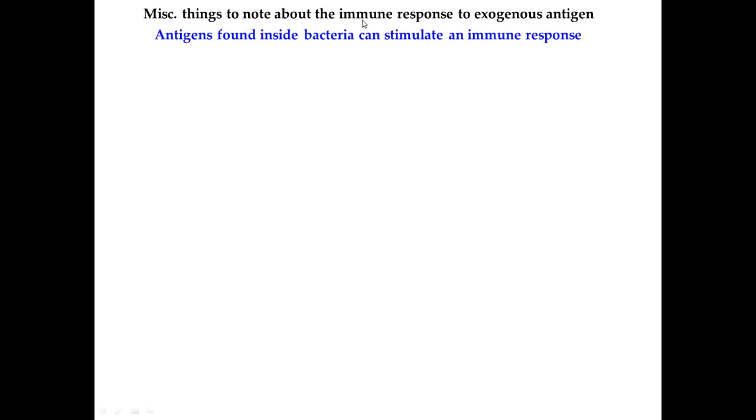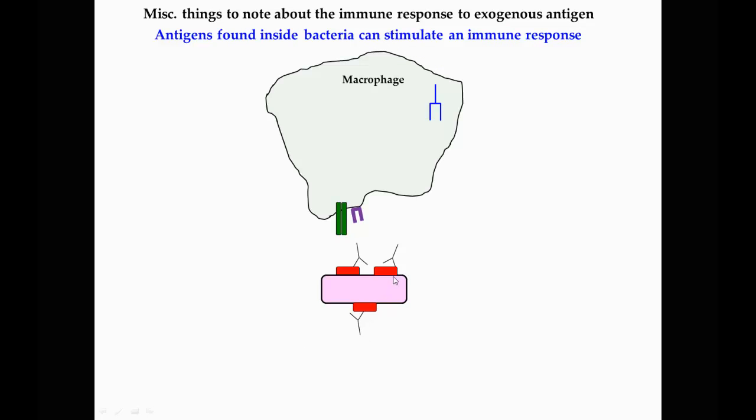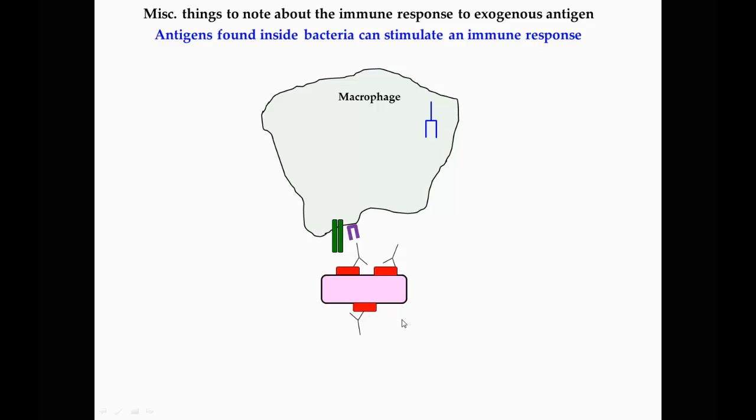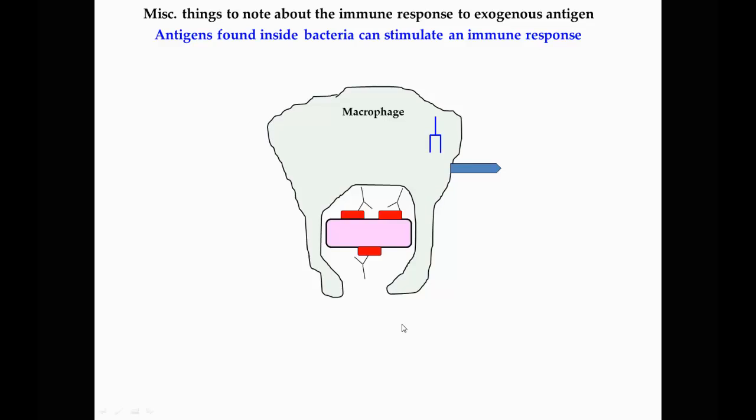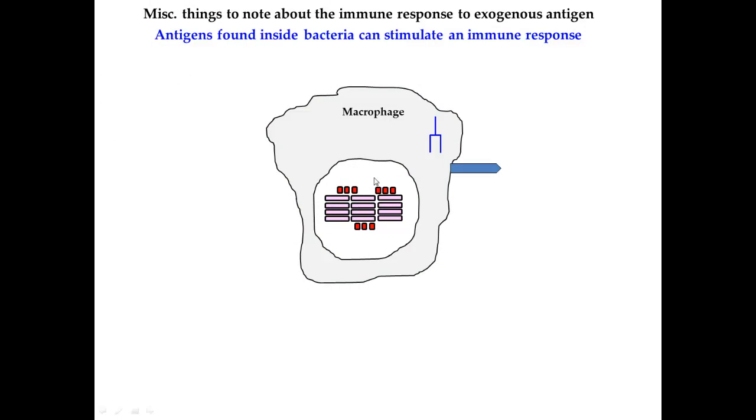Another thing you should note about the way that the immune system responds to exogenous antigens is that antigens that are found intracellularly are still capable of stimulating an immune response. You'll remember that when a bacterial cell is opsonized or coated with antibodies, this makes that bacterial cell more likely to be phagocytosed by a macrophage. Once inside the macrophage, that bacterial cell gets chopped up into a bunch of little tiny pieces.